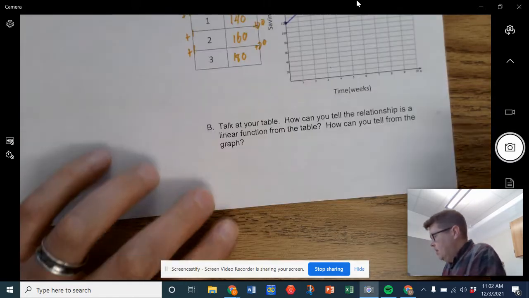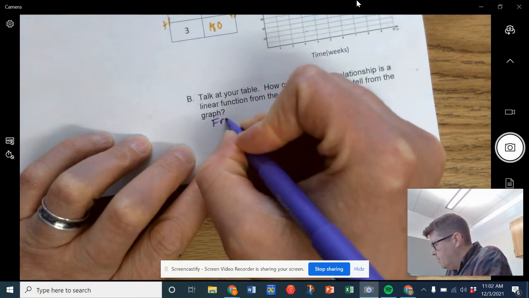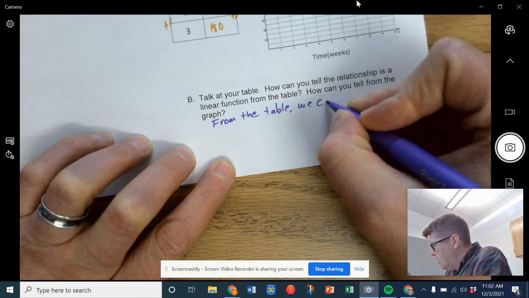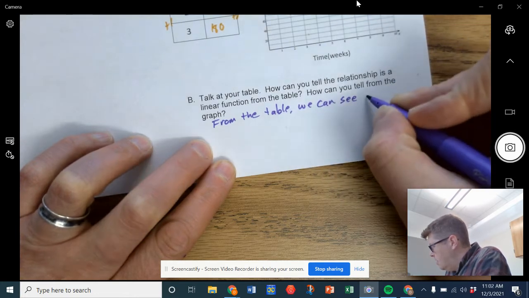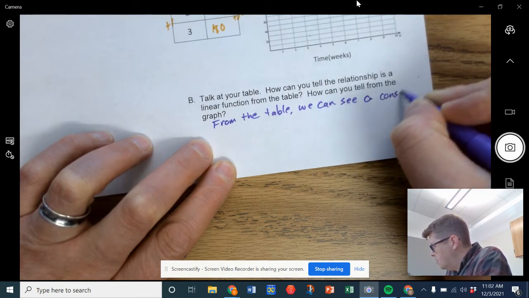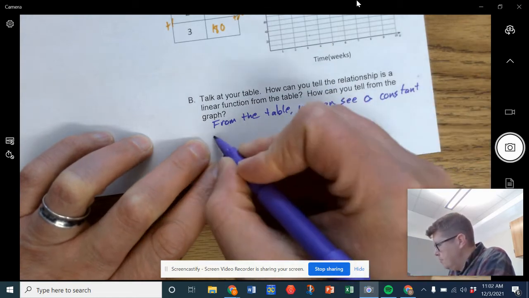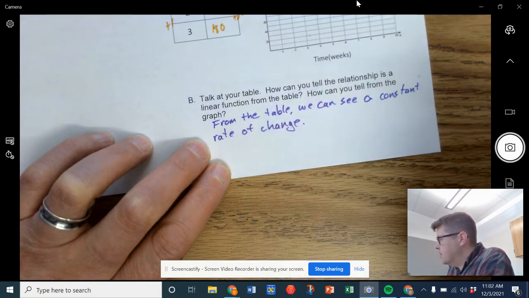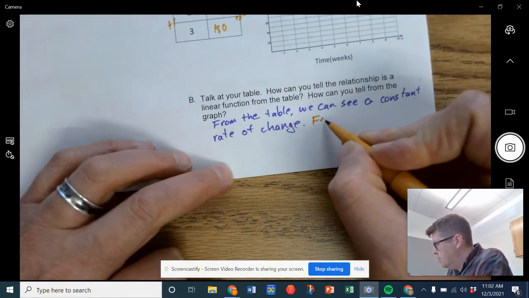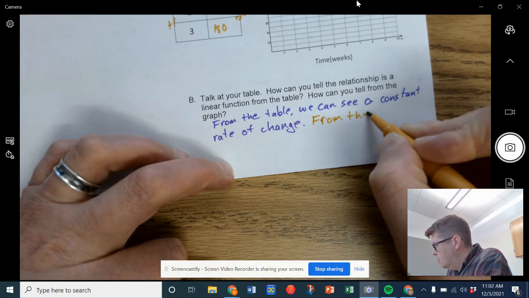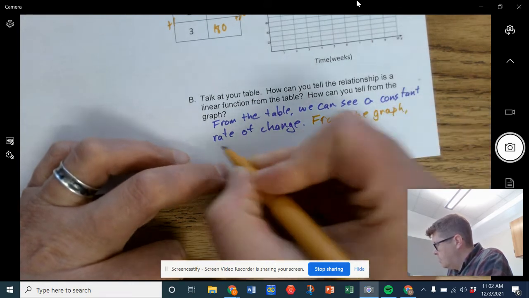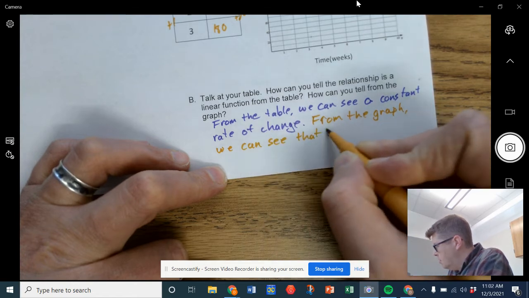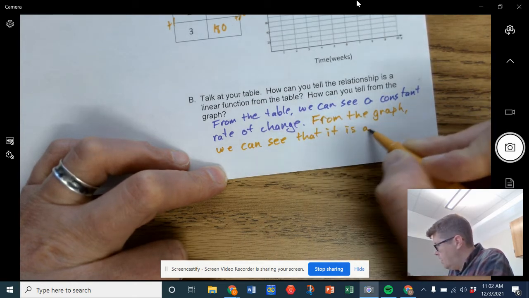So from the table, let's see if I can write small enough for this. From the table, we can see a constant rate of change. So that's a property of a linear function. And then from the graph, we can see that it is a line. So very simple. It is a line.